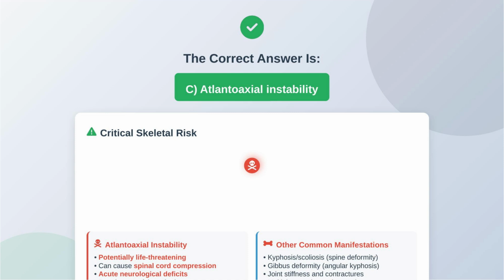Atlantoaxial instability is the most dangerous skeletal manifestation in MPS patients as it can lead to spinal cord compression and sudden neurological deficits. This condition requires careful monitoring, precautions during anesthesia, and sometimes surgical intervention. Other common skeletal manifestations include kyphosis, scoliosis, gibbous deformity, joint stiffness, and contractures. MPS patients often undergo multiple surgeries for complications like carpal tunnel syndrome due to glycosaminoglycan accumulation.